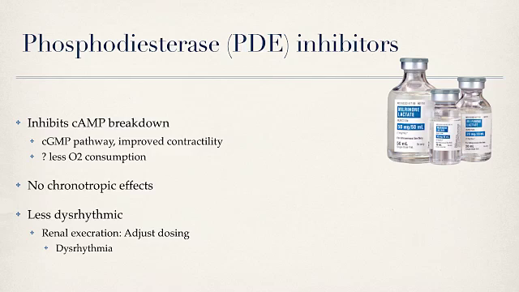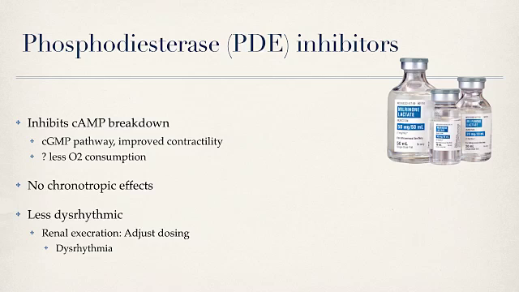Less dysrhythmic, again, doesn't have any tachycardia response to it, like dobutamine, for example, or epinephrine, but it's renally excreted. In patients with renal failure, the drug and its metabolite accumulate, and at certain toxic levels it becomes dysrhythmic. So despite being less dysrhythmic, it could be a pro-arrhythmic drug if it accumulates to a toxic level. So in a renal failure patient, you're better off adjusting the dose.